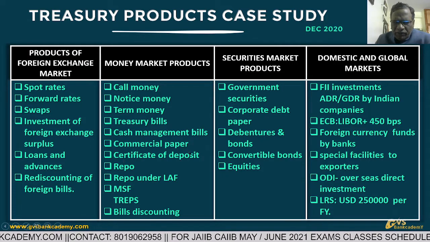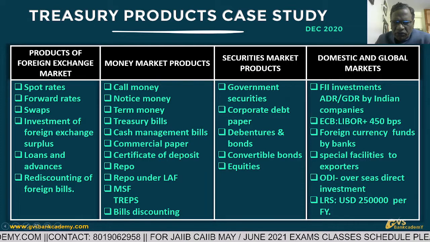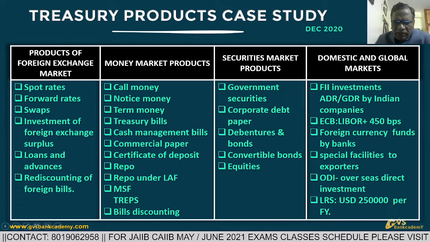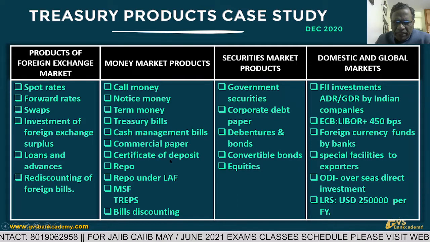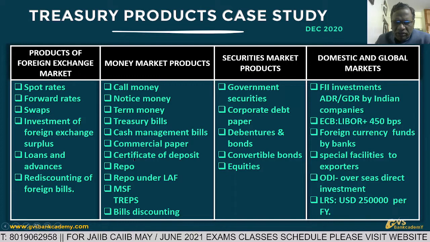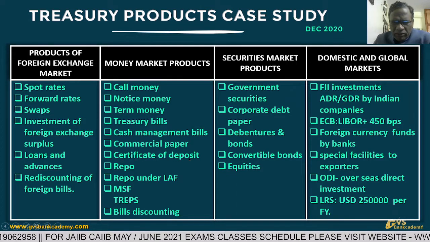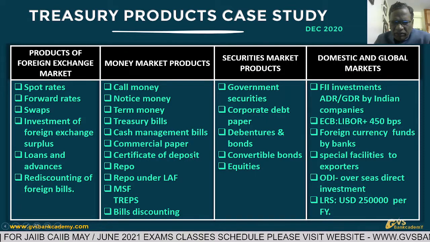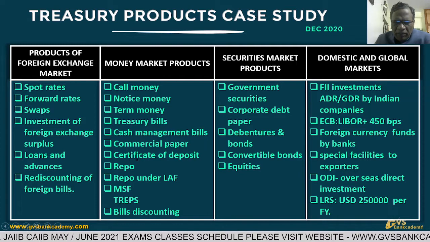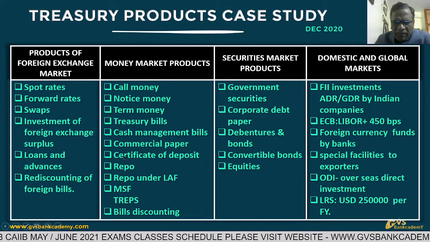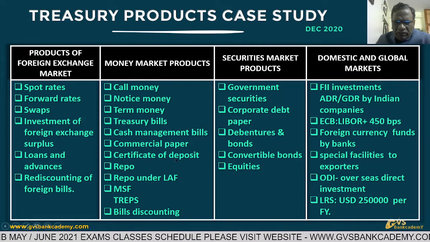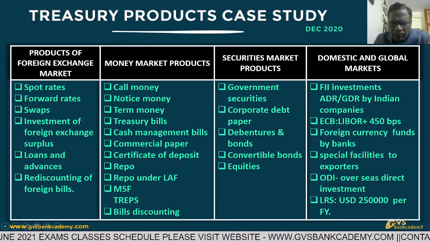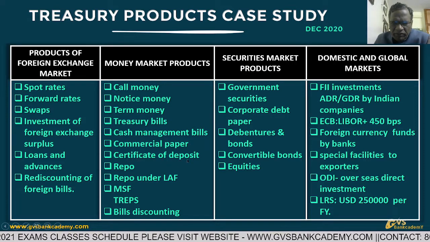Again, certificate of deposit. These certificates of deposit are issued by banks and financial institutions. For banks, minimum period is 7 days, maximum 1 year. For financial institutions, minimum 1 year, maximum up to 3 years. Face value is 5 lakhs in multiples of 5 lakhs for certificate of deposit also. And buyback after 7 days. Separately we had uploaded one PPT on certificate of deposit.